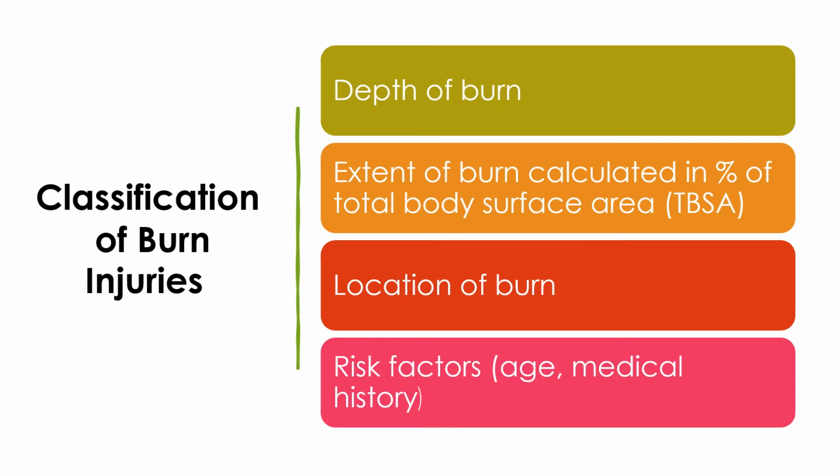So next we're just going to go over the classification of burn injuries. We're going to look at the depth of a burn, the extent of the burn calculated. It's always in percentages, and we're always looking at the total body surface area, also known as TBSA. That's what that stands for. We always need to look at the location of the burn and also the risk factors. So what's the patient's age and what is their medical history?